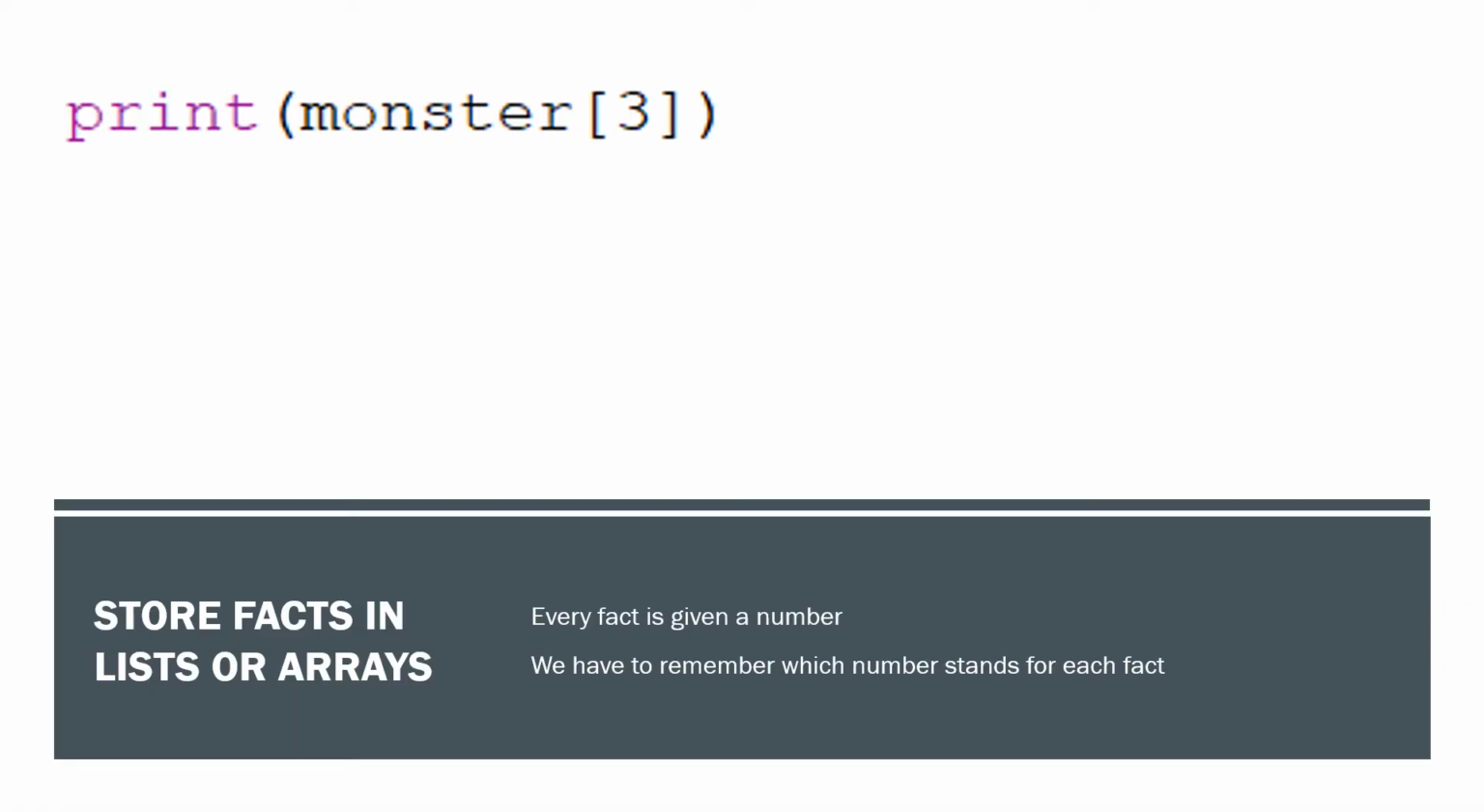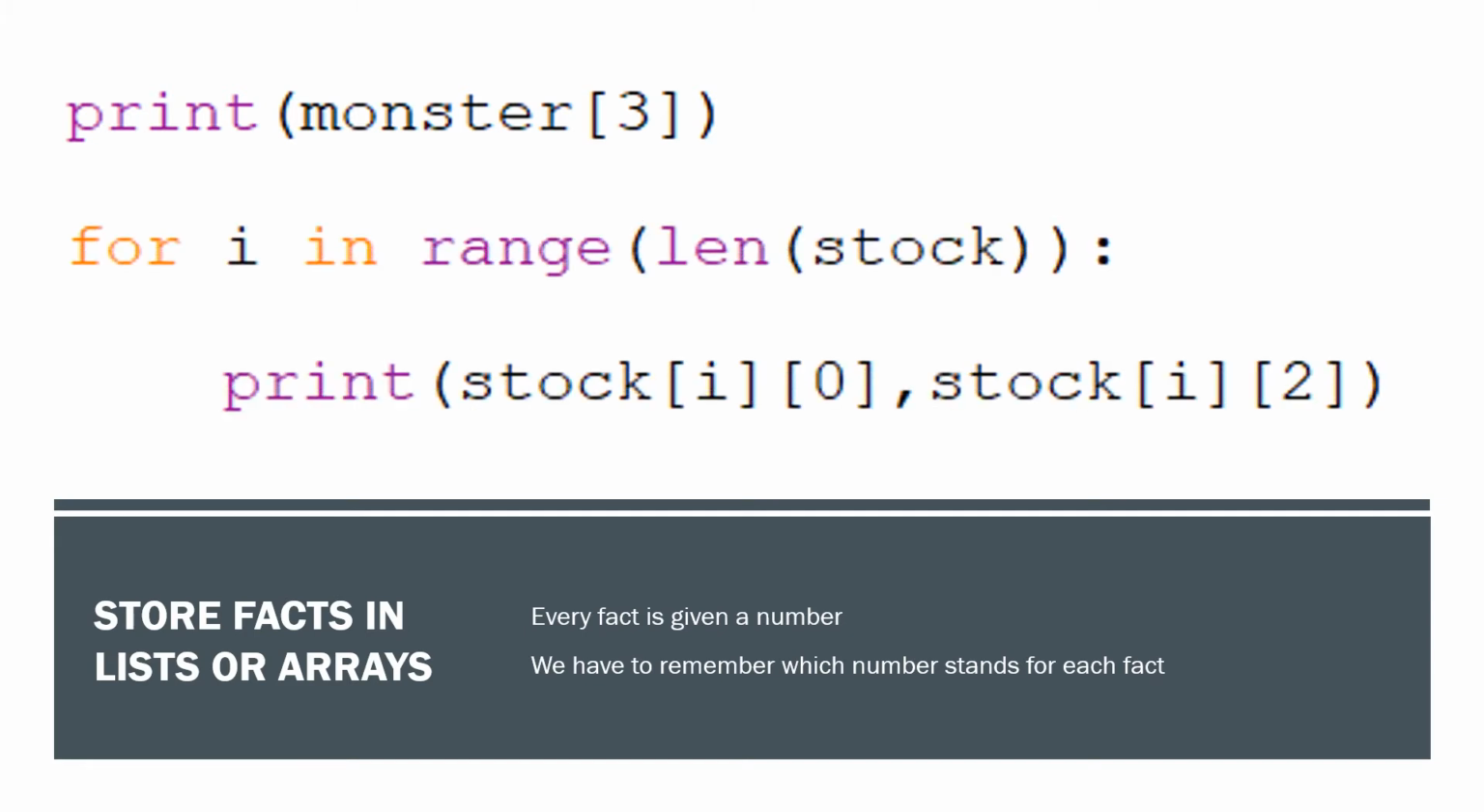So to recap, when we're working with 2D arrays or similar structures to store the data, each fact is given a number, and we have to remember what those numbers mean as we write and read our programs. So in this example, print the attribute 3 of a variable called monster. Or in this example, go through the entire stock list, and for each stock value, print attribute 0 and attribute 2, whatever they are.